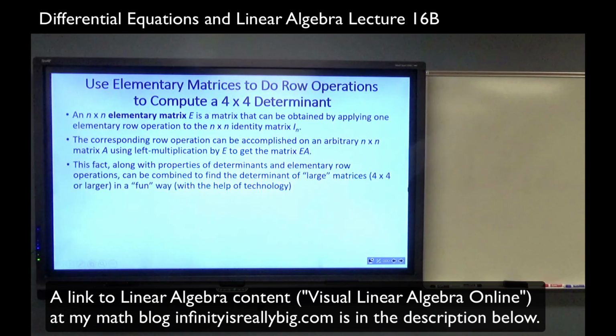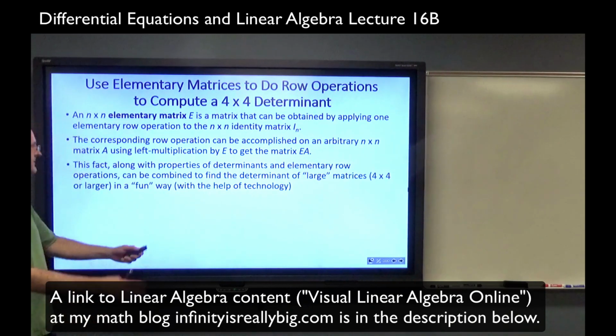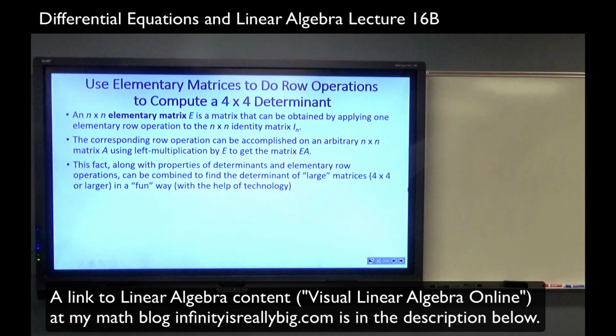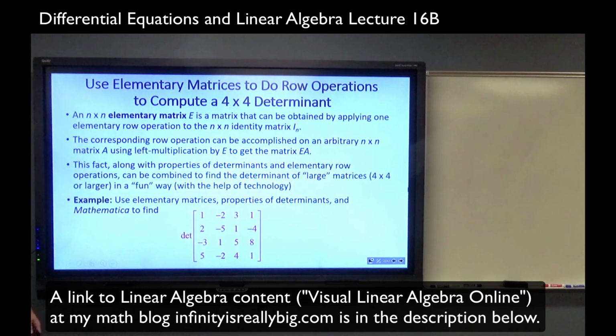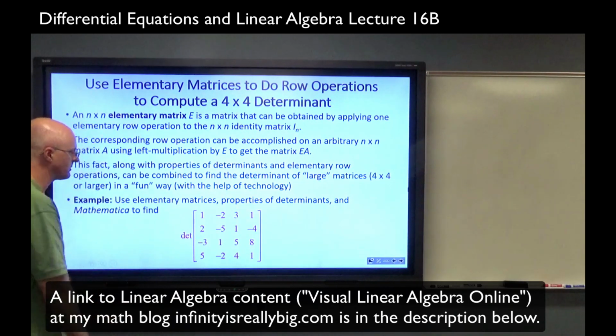This fact, along with properties of determinants and elementary row operations that I've been talking about recently, can be combined to find the determinant of large matrices. And when I say large, I mean 4x4 or larger, in kind of a fun way with the help of technology like Mathematica we're about to show you. So let's do that. Let's use elementary matrices, properties of determinants, and Mathematica to find the determinant of this 4x4 matrix. Maybe you want to pause the video and just take the determinant of that right away.